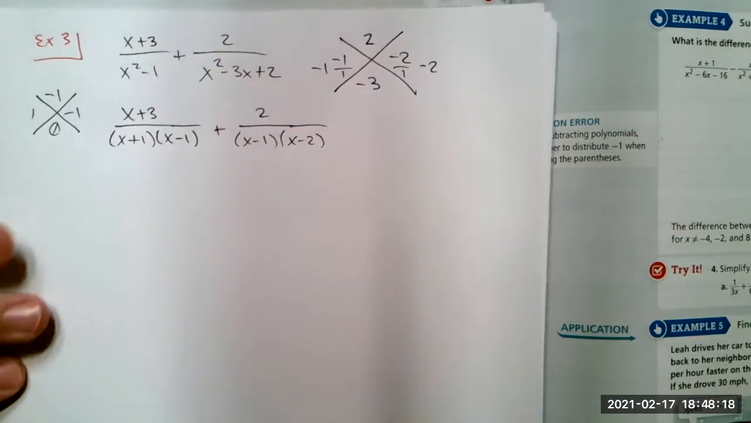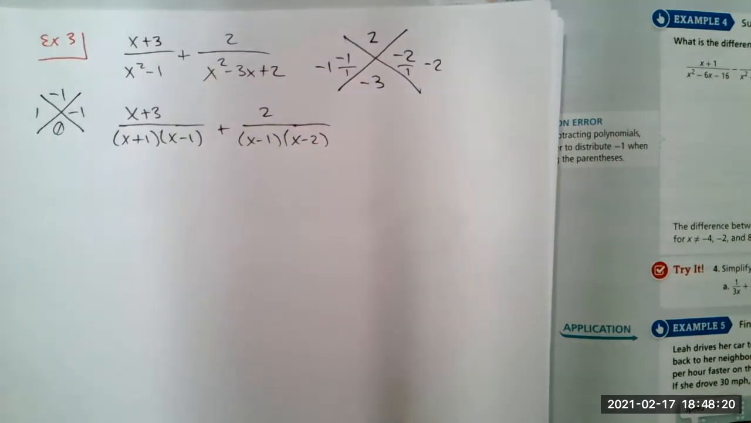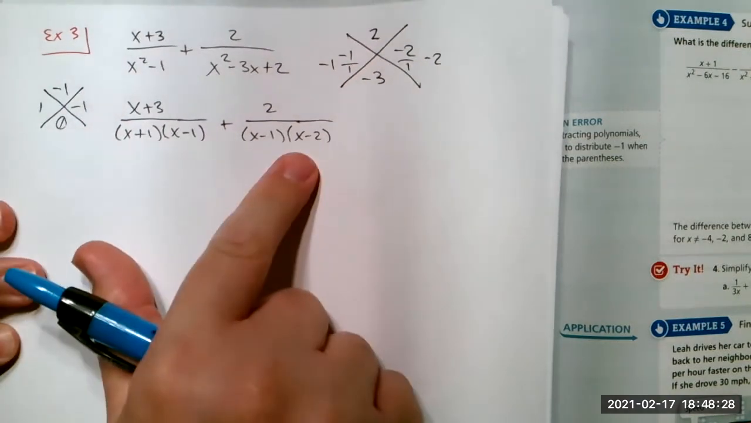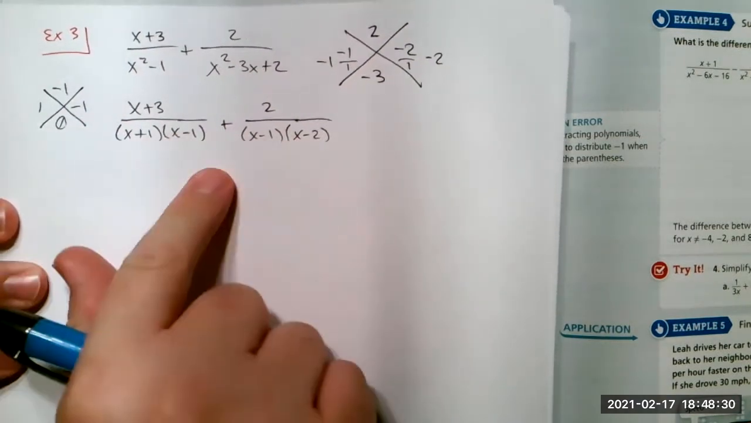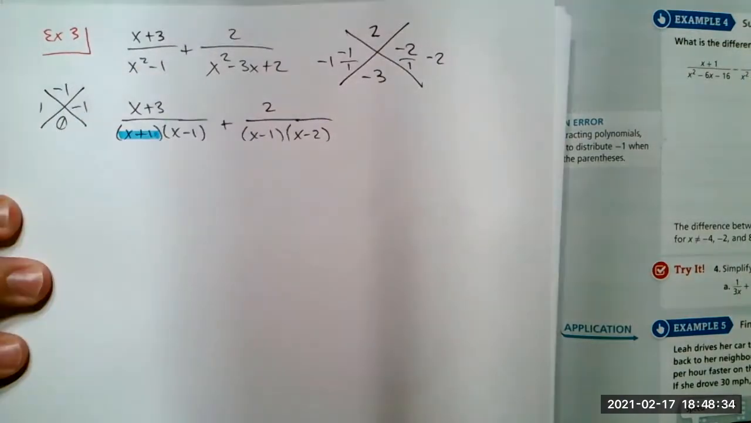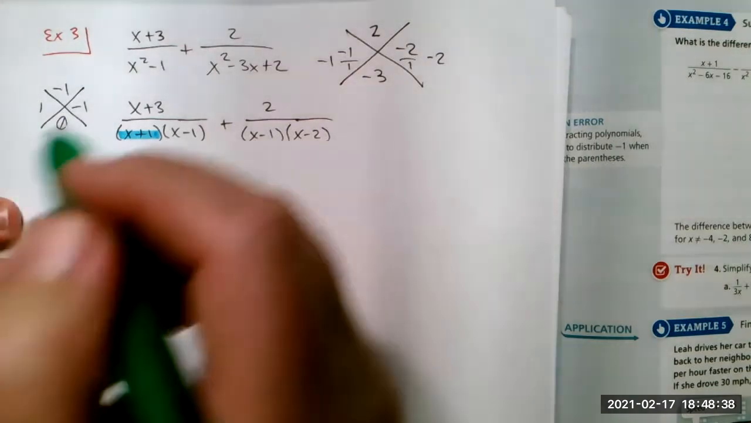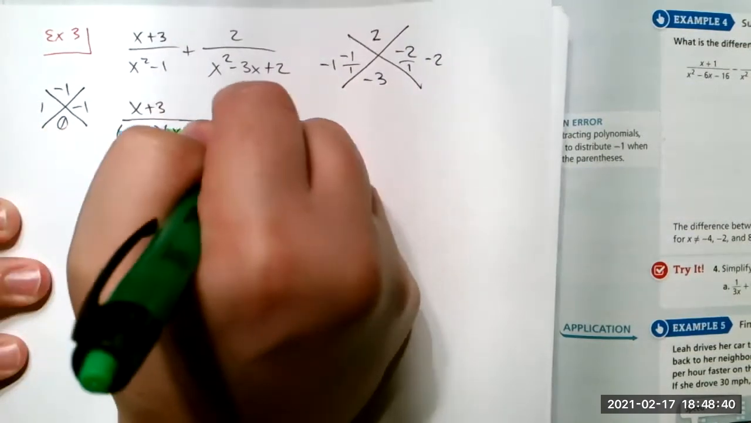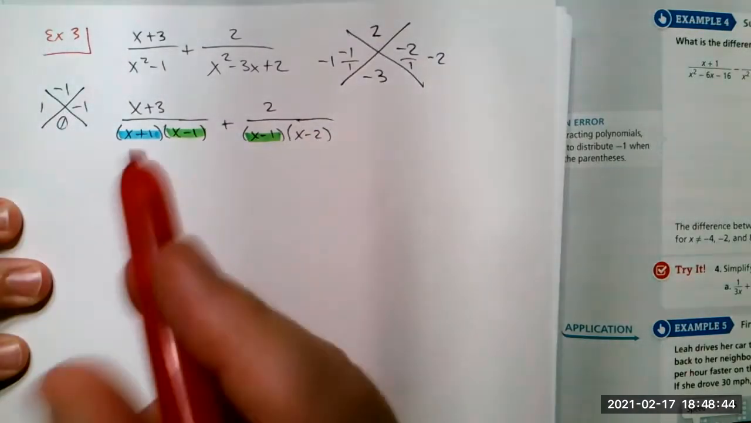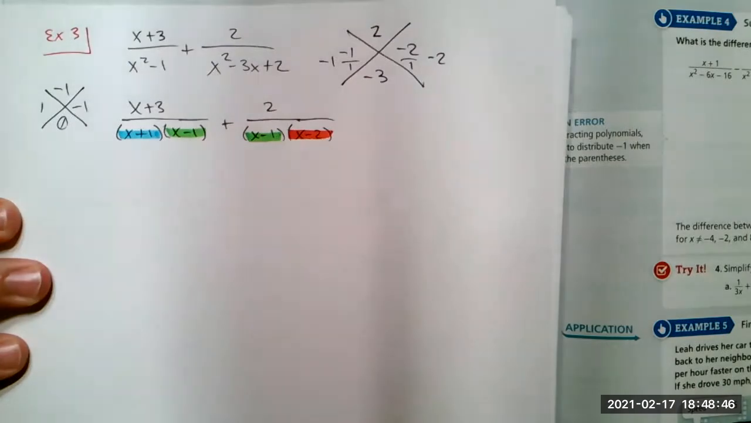All right. I'm going to use some colors, kind of like they're doing in the example problem. But what I want to focus on are all of the factors. In this case, we have 4 of them. I want to make sure that I'm including all of the factors that I have here. So here I've got an x plus 1. Here I've got an x minus 1, and I've also got one over there. And then here I have an x minus 2.